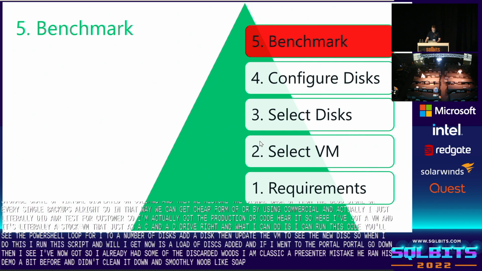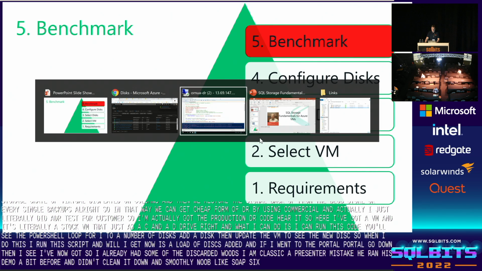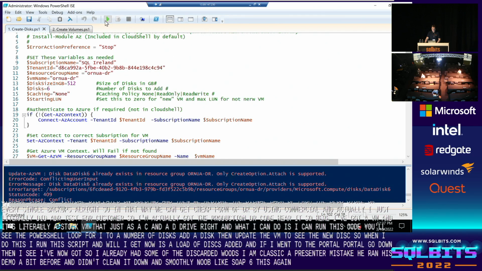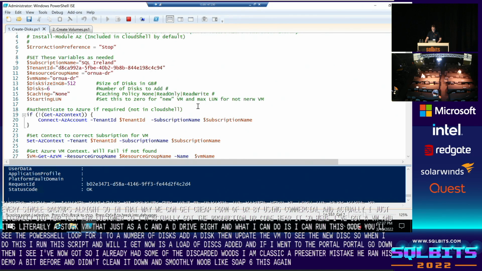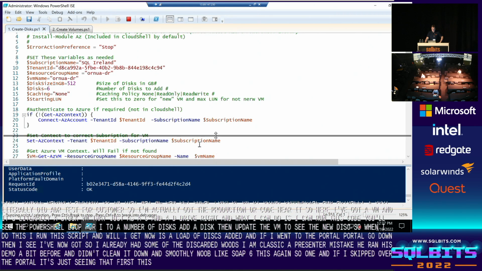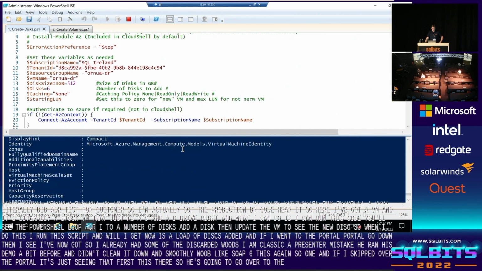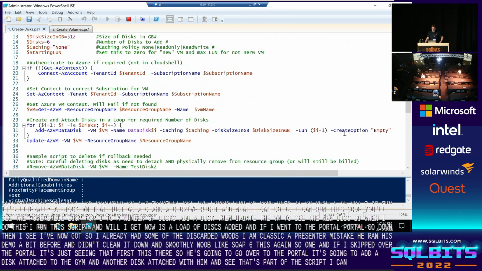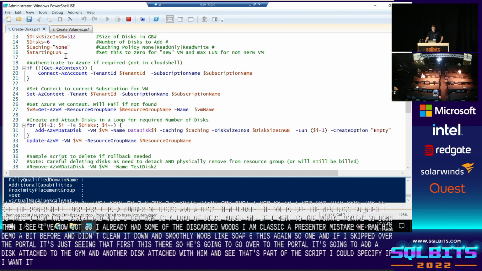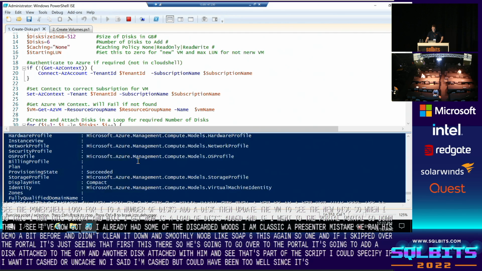Right, so I'm just going to delete that last disk and try that again. So now I'm going to try and create those 6 disks again. So 1, and if I flip over to the portal, let's just see if we can create that first disk there. It's going to add a disk, attach it to the VM, add another disk, attach to the VM. And you see that's part of the script. I can specify if I want it cached or uncached. Now, I've said uncached, but it could have been cached as well. So you can see it started to add the disks.